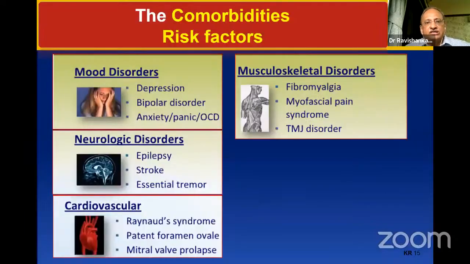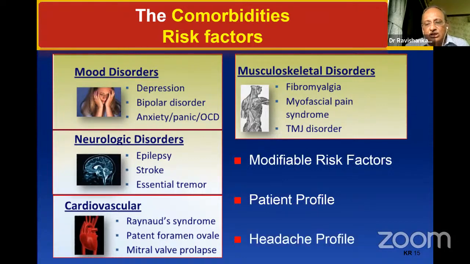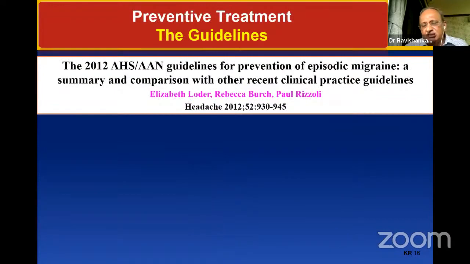The comorbidities have always to be asked for. Psychiatric disorders are quite often comorbid in children and adults, and you have some neurologic disorders like epilepsy and stroke, which are more seen in migraineurs, and fibromyalgia, as was mentioned. Then you ask for the risk factors, which I have talked about, and look at the patient profile, look at the headache profile. Now, there are set guidelines, but sometimes you have to deviate from the guidelines.